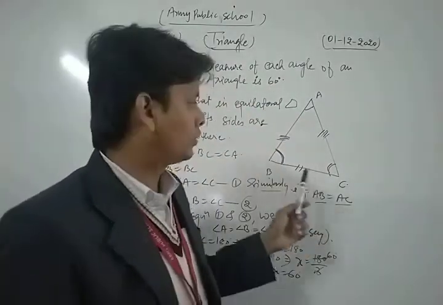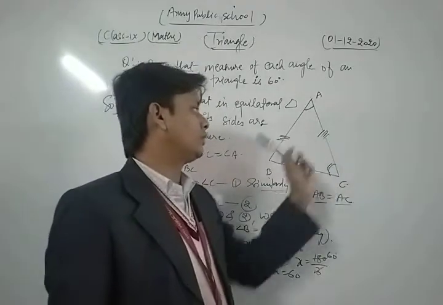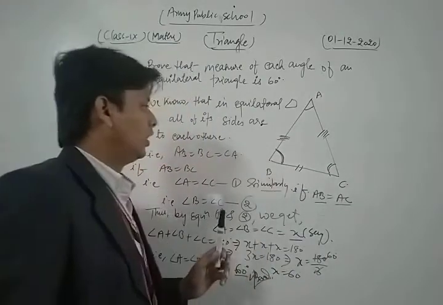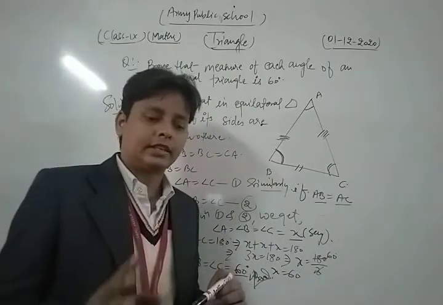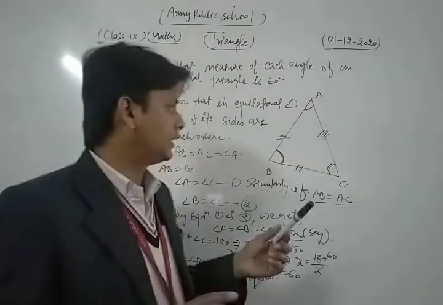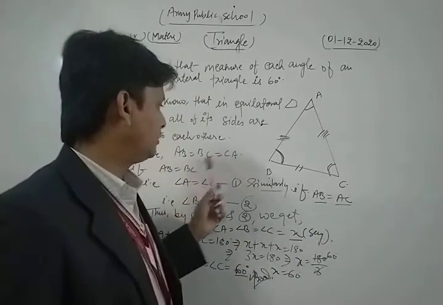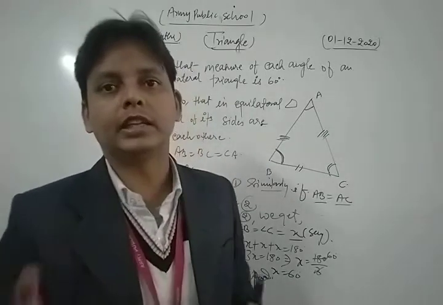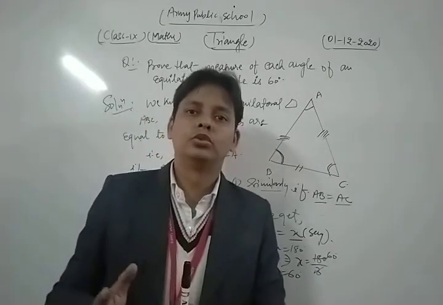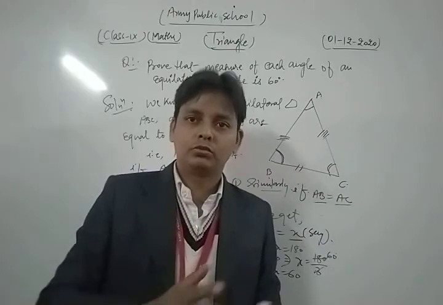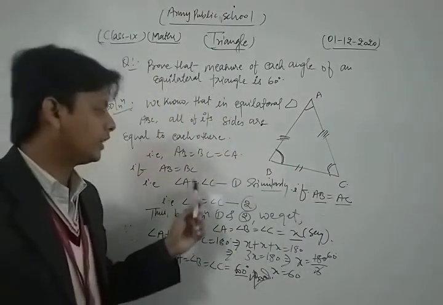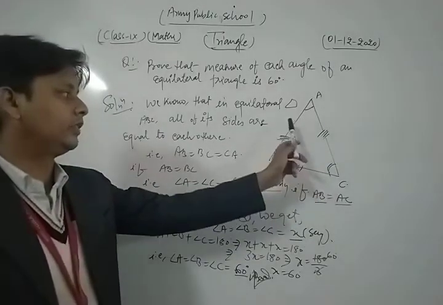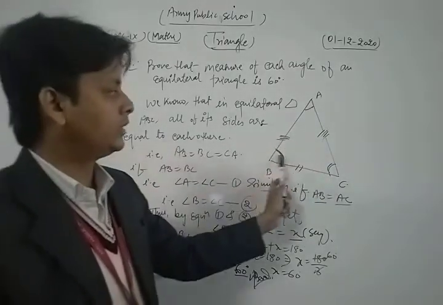For this type of question, first of all, you draw an equilateral triangle ABC. In an equilateral triangle, all of its sides are equal to each other, so we can write AB is equal to BC is equal to AC. And as I discussed in the theorem, the angles opposite to equal sides are also equal. So if we take AB is equal to BC, then angle A is equal to angle C, and if we take AB is equal to AC, then angle B is equal to angle C.